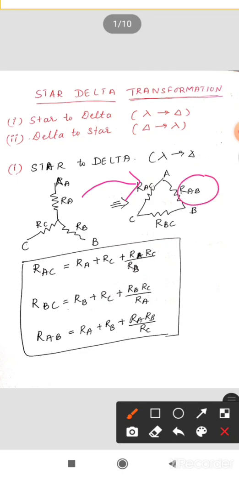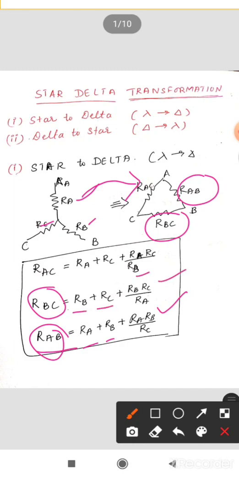There we need to calculate RAB. To calculate RAB, we are going to use RA, RB and RC resistors. Let's calculate RAB. That can be obtained by RA plus RB plus RA into RB divided by RC. Make a practice so that we can remember easily. Next is RBC. To calculate RBC, we have RB plus RC plus RB into RC divided by RA. Similarly RAC also: RA plus RC plus RA into RC divided by RB.